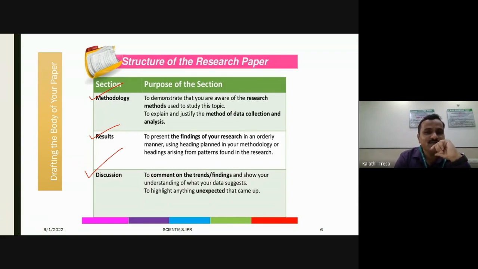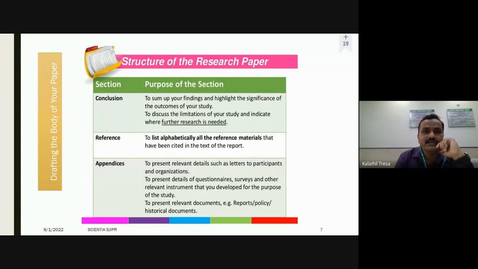From the results, we have to discuss the findings of our research, what understandings, and what you want to suggest. If there are any unexpected things that came out of our research, we also have to present them in the discussion part. Then the next one is the conclusion. In the conclusion, we have to sum up all our findings. We also have to highlight the significance of the outcomes of our study, and whether any further research is needed, which is the future perspective of our research. In short, it is similar to our abstract, where the summary of all the research is given.